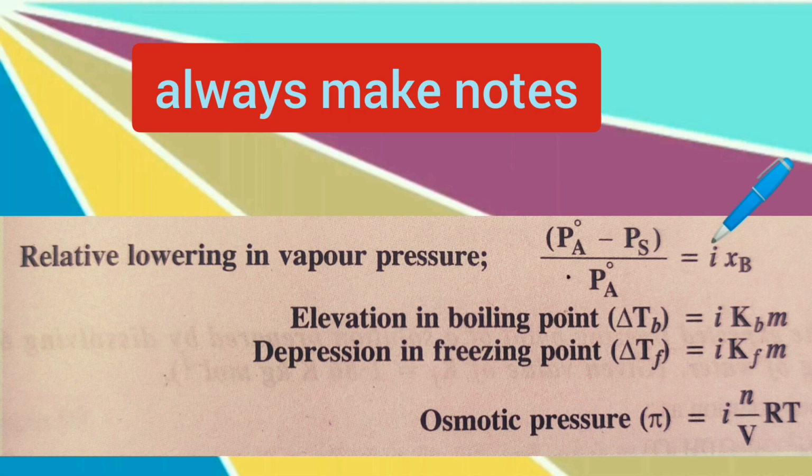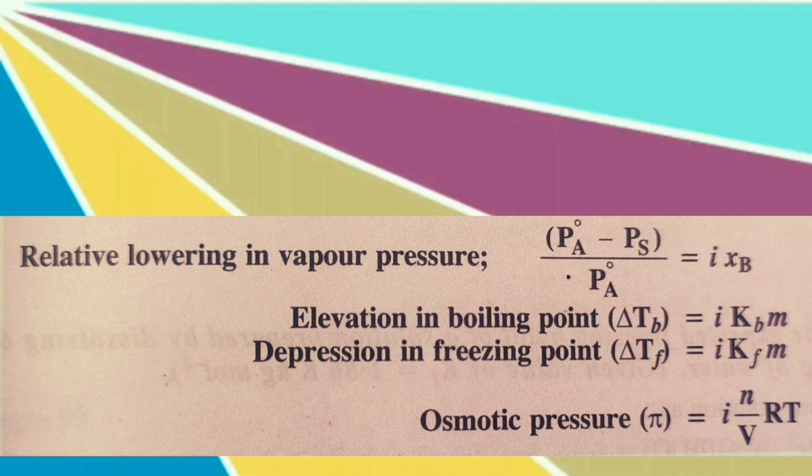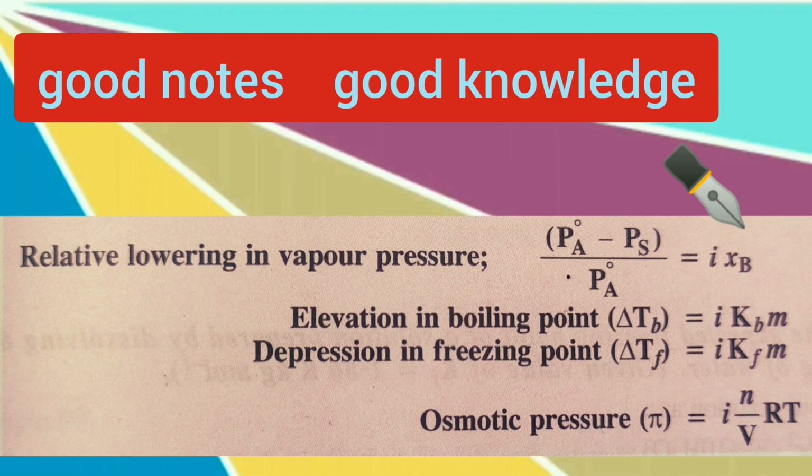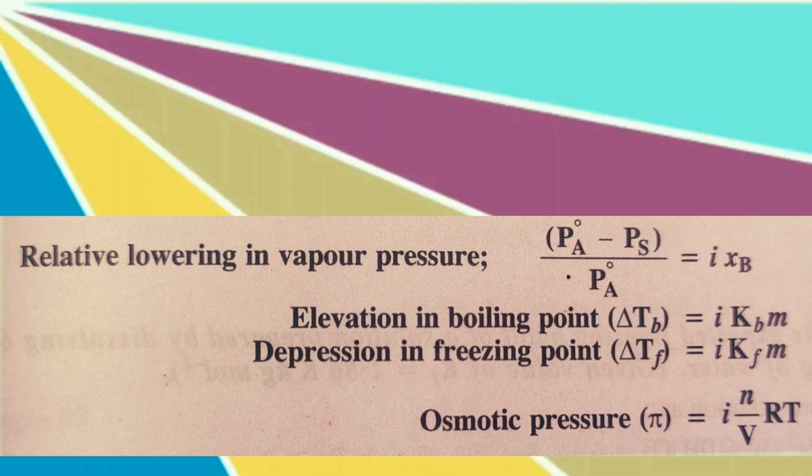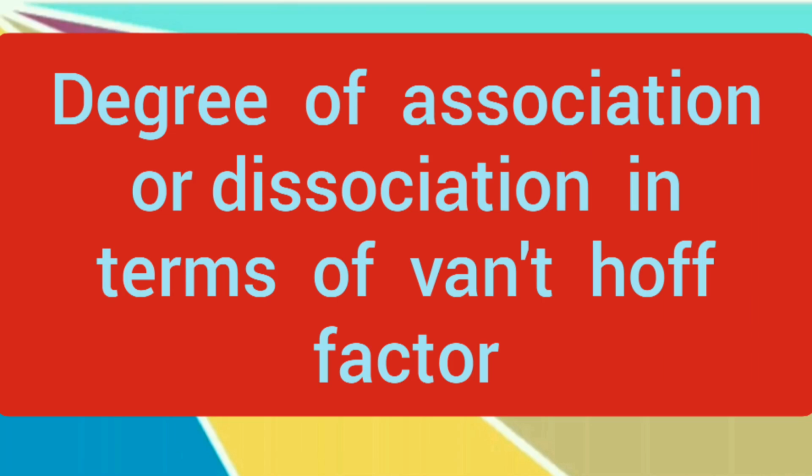the molar mass. Let us check out the mathematical formula of all the four colligative properties in terms of Van 't Hoff factor. The first colligative property, relative lowering in vapor pressure. Second, elevation in boiling point. Third, depression in freezing point. Fourth, osmotic pressure. We multiply Van 't Hoff factor on the right hand side of these colligative properties mathematical relations.